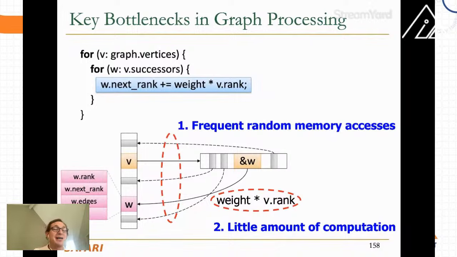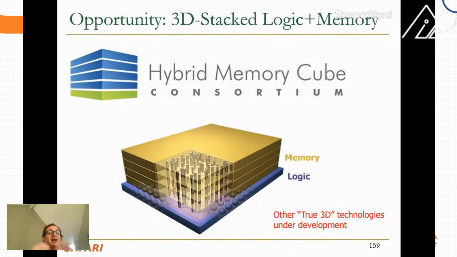So if you look at, for example, a very simple algorithm, PageRank, which is at the core of Google search, you have frequent random memory accesses and little amount of computation while you're traversing the graph, which means that this is very much memory bound. So we can actually execute a lot of these operations near memory. So when we first started looking at this, we were very interested in how do we actually execute operations near memory at high bandwidth, low latency, and low energy.